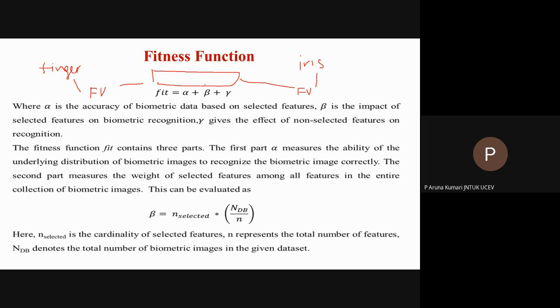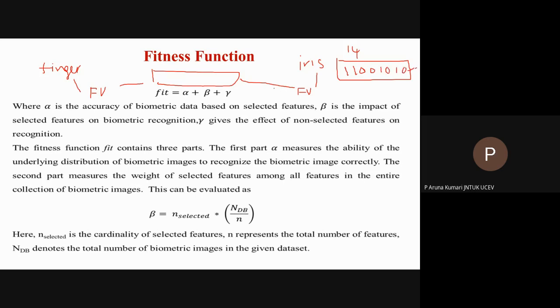Okay, and the fitness function I have given in this example consists of three components: alpha, beta, and gamma. Alpha is one component that is called accuracy of the biometric data. For example, I have given 14 features after the concatenation of finger and iris. In this I have given 1 1 0, 0 1, like that.